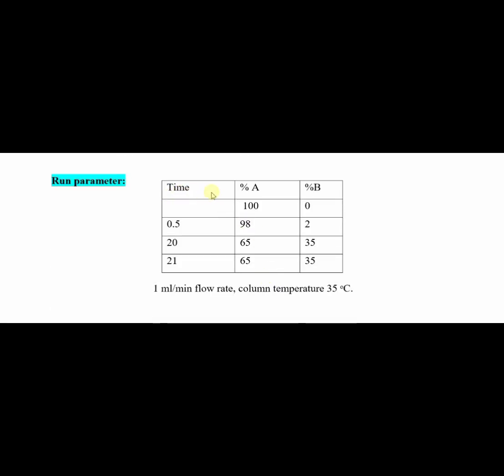Run parameter: time, percentage mobile phase A, percentage mobile phase B. So this is the run parameter I used. Flow rate was 1 ml per minute, and column temperature was 35 degrees centigrade.